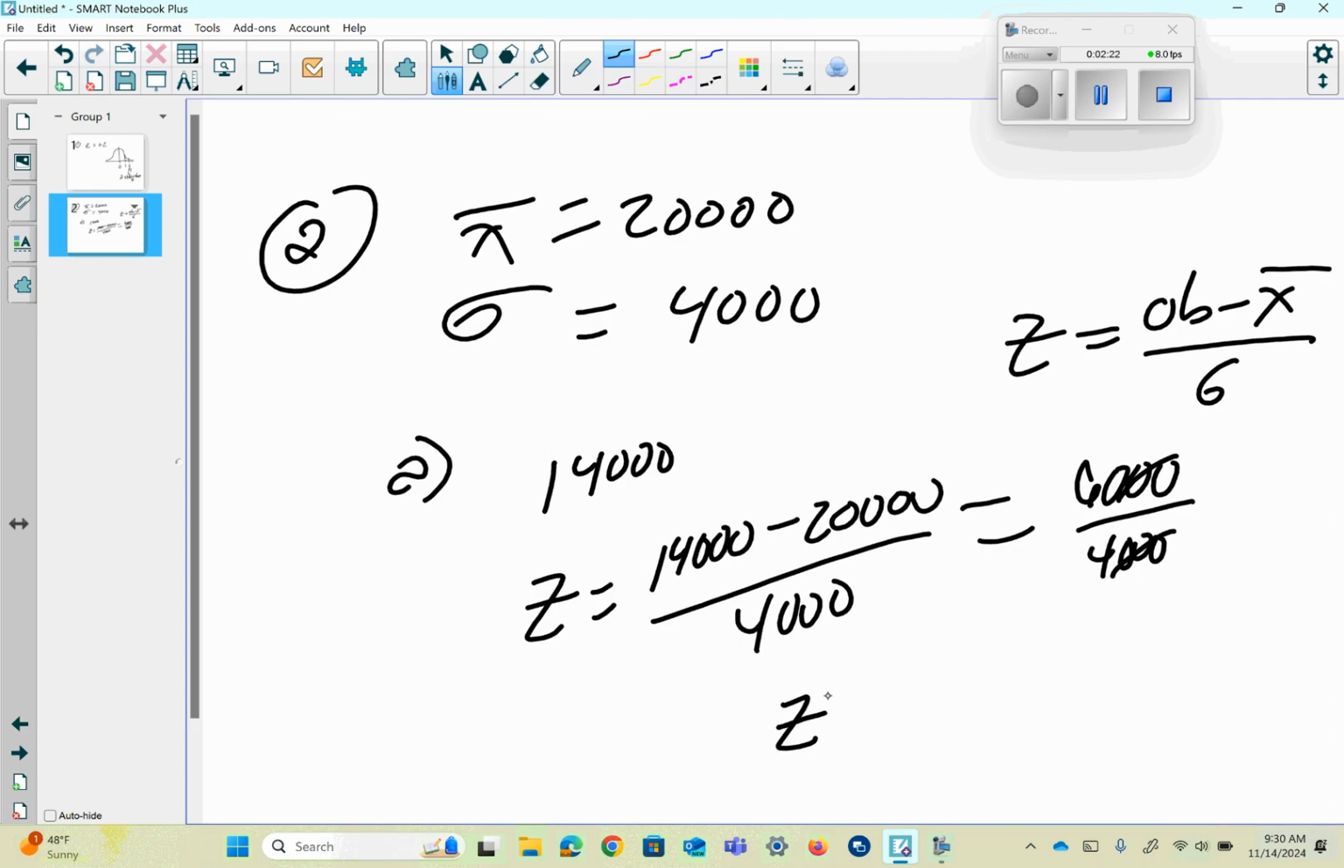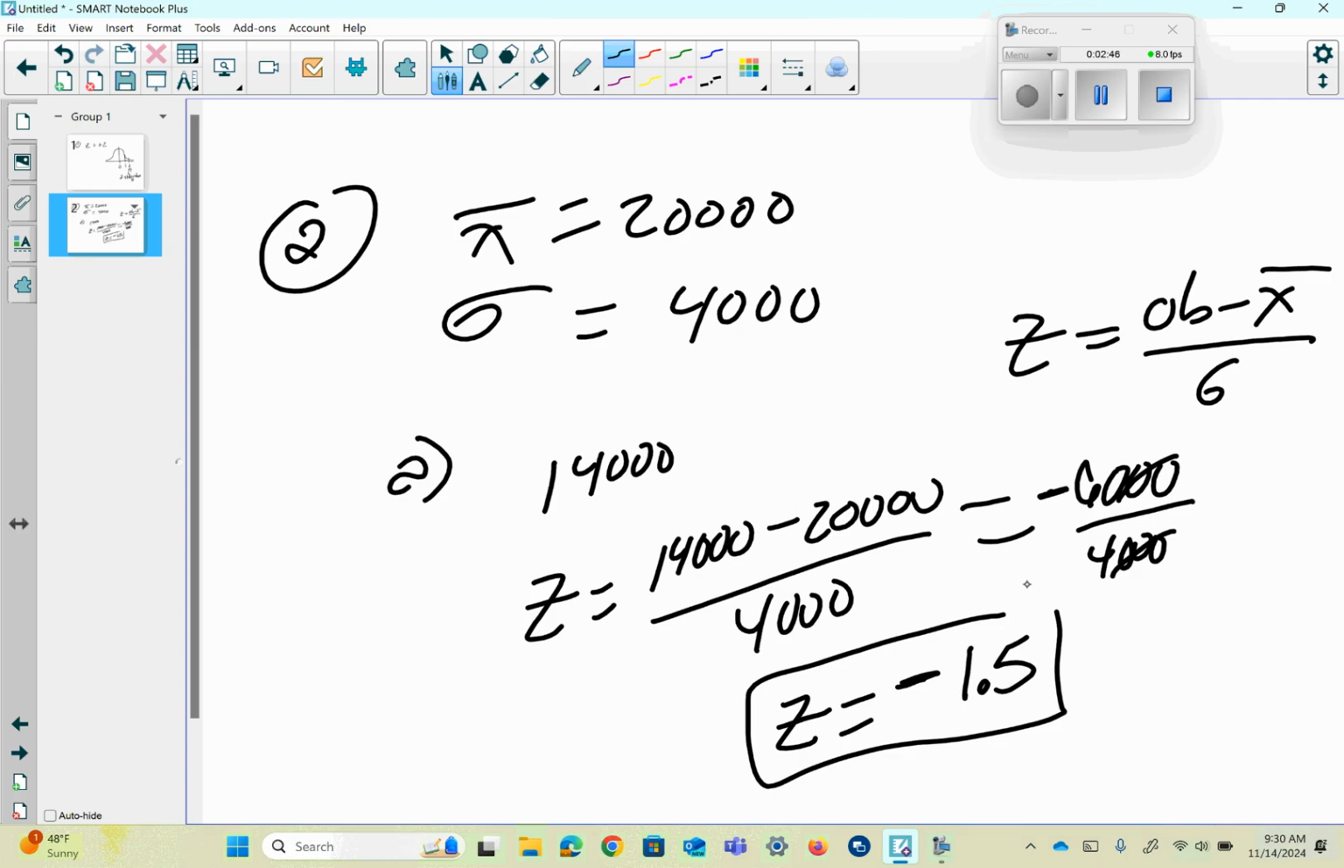So this is a z-score of, and that should have been negative, I can't believe I forgot that. Negative 1.5. So the person that speaks only 14,000 words is 1.5 standard deviations below the average.